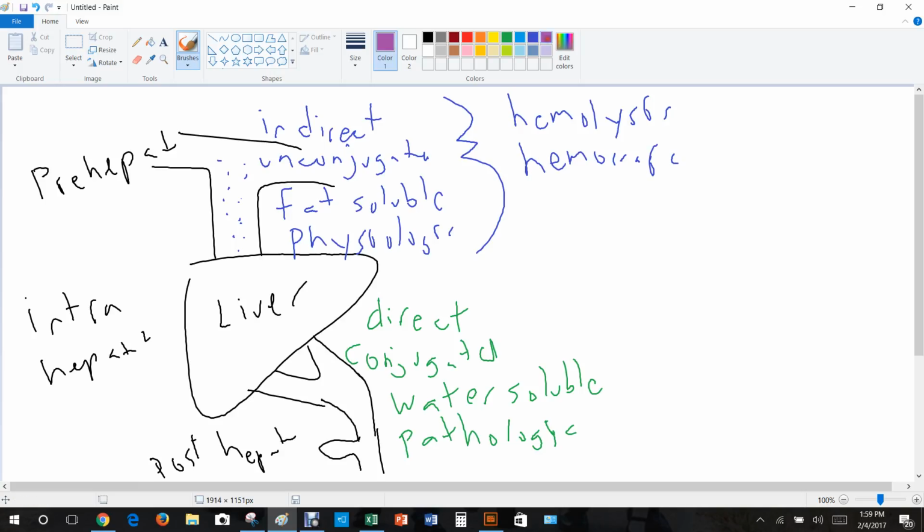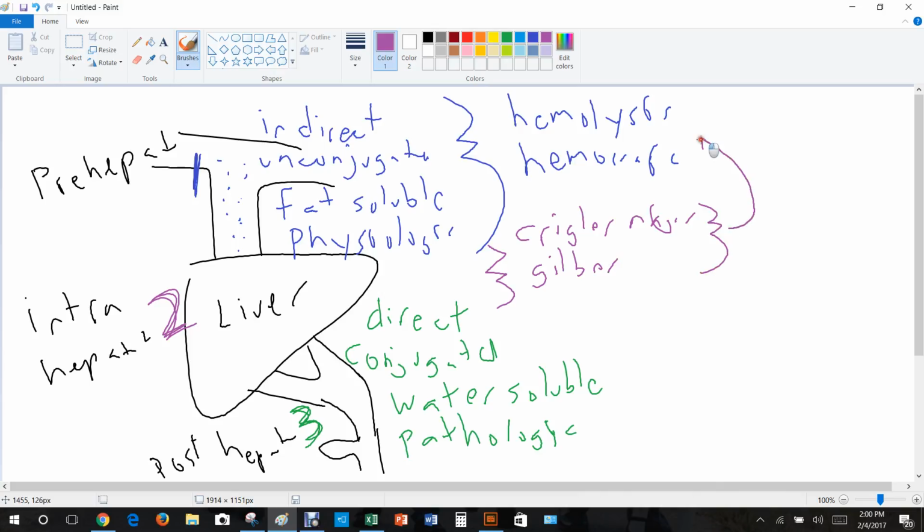Okay, maybe I'll do that in purple. This is kind of intrahepatic. I'll specify here: this is 1, and then this is 2, and then down here, green, I'll do 3. So if we're dealing with the intrahepatic issues, we're looking at Crigler-Najjar and Gilbert syndrome. Those two diseases are unconjugated, so I'm going to put a little thing here to show they go up in this category.